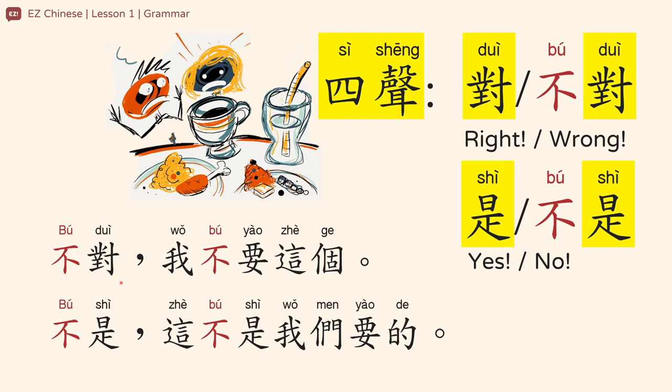不对 not correct. 我 I, 不要 don't want, 这个 this. 不对,我不要这个。 That's not right. I don't want this one. 不是,这不是我们要的。 不是, no. 这, this. 不是, is not. 我们, we. 要的, want. No. This is not what we want.